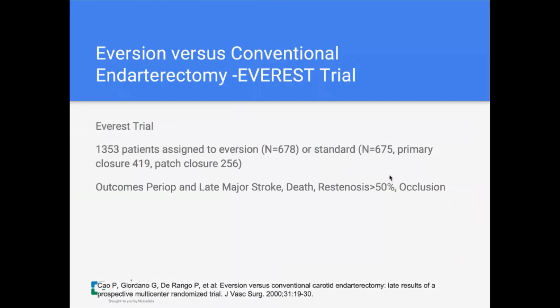The use of patch has been controversial because there were those who never patched and never everted. The EVEREST trial was done to figure this one out, and this was a randomized prospective trial run out of Italy, where 1,353 patients were assigned to eversion or standard endarterectomy with or without patch closure. That is, about 419 were closed primarily, and 256 were closed with patch. And the outcomes were perioperative and late major stroke, death, and restenosis greater than 50%, and occlusion.